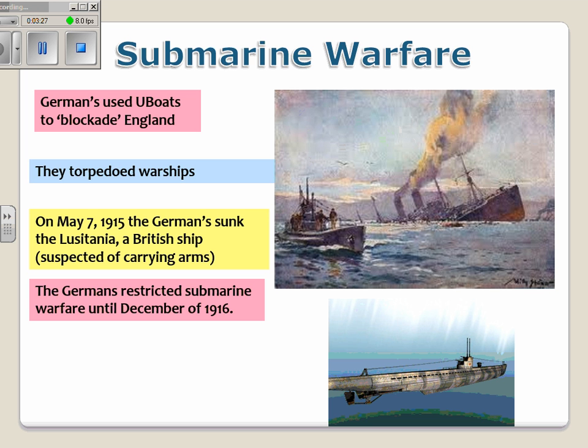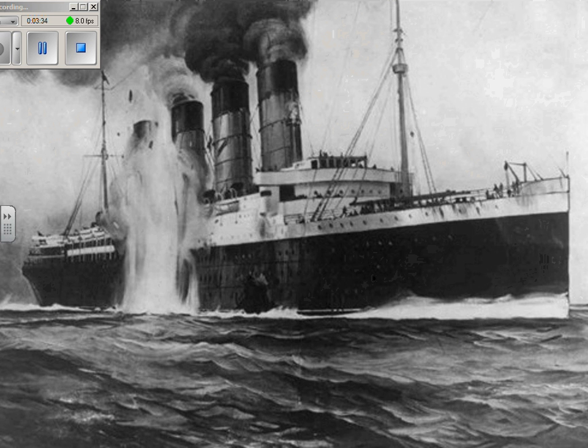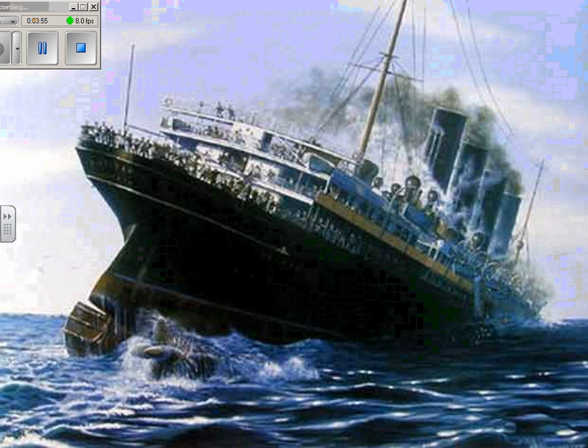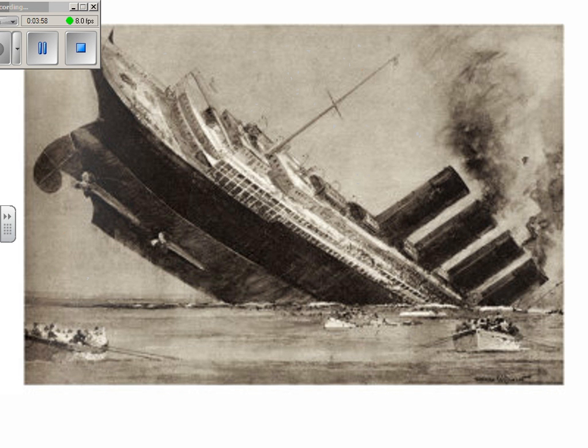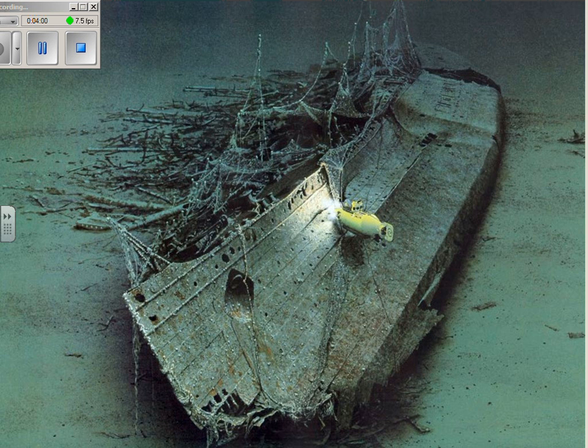The Germans restrict their submarine warfare until 1916. They say, we will not target civilian ships. But then in 1916, they resume targeting civilian ships. And there is a drawing of the Lusitania as it is torpedoed. It's struck by one torpedo and then very quickly begins to sink. It will then explode and sink very quickly, where it kind of flops over on its side. And ultimately, to this day, it rests on the bottom of the Atlantic floor.